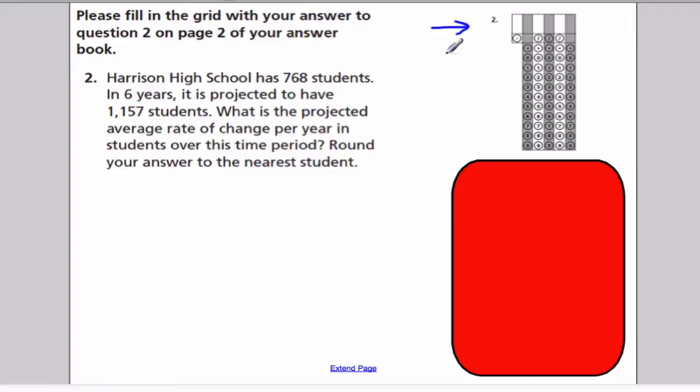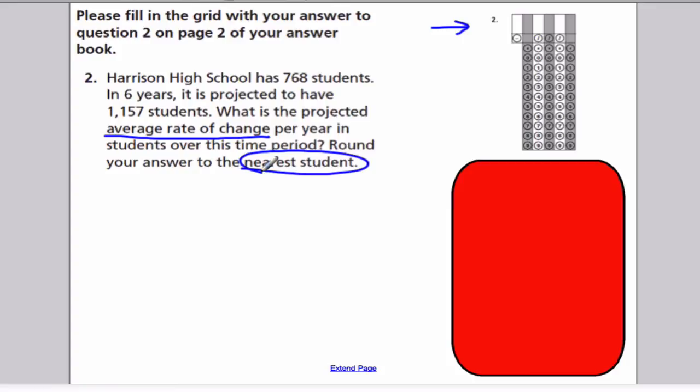Harrison High School has 768 students. In 6 years, it is projected to have 1,157 students. What is the projected average rate of change? Whoa, there's that average rate of change again, so we're dealing with slope. Per year in students over this time period. Round your answer to the nearest student. This is important as well. Listen to what they're asking you to do. Round it to the nearest student. In other words, no decimals.